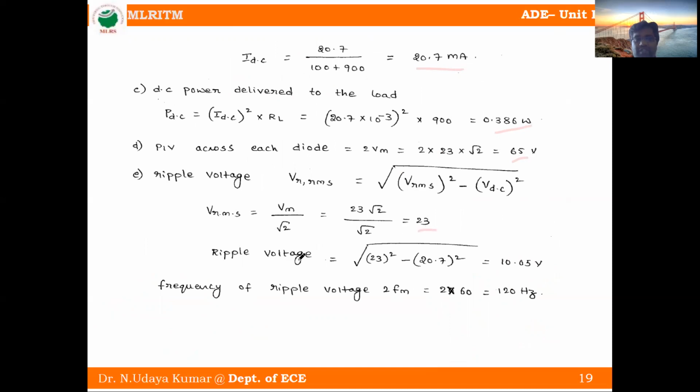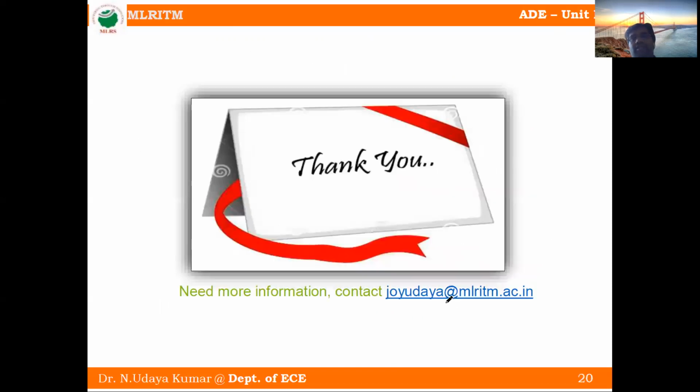VRMS we will get 23. So ripple voltage is equal to 10.05. Now the frequency of the ripple voltage. In a half wave rectifier, the frequency of the ripple voltage is fm only, whereas in a full wave rectifier it is 2 fm. So it is multiplication by 2.